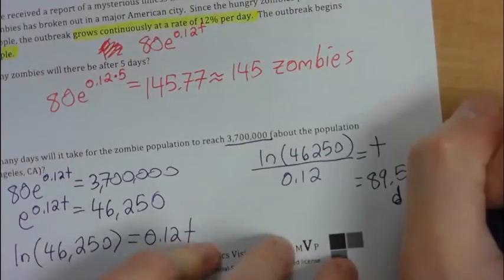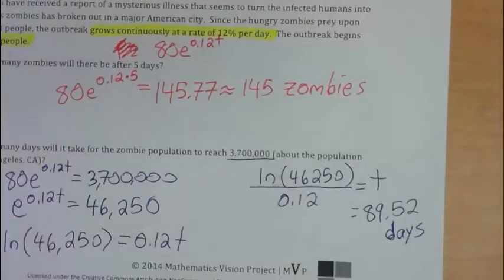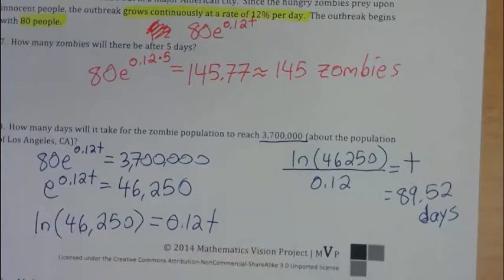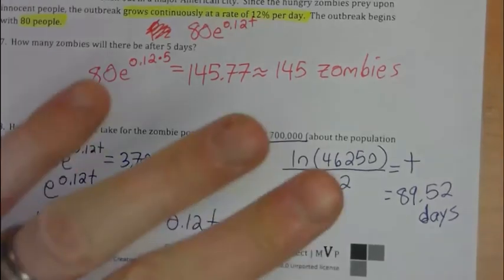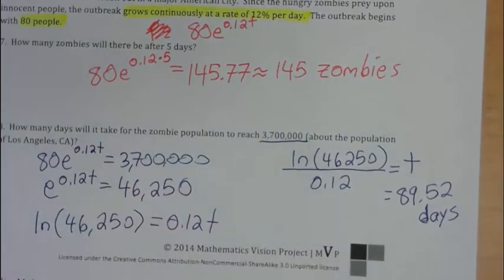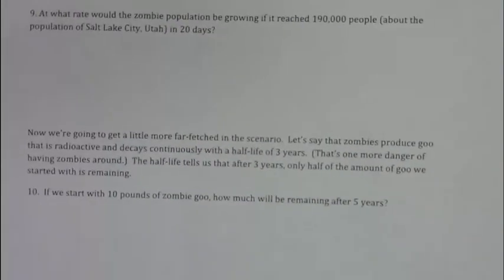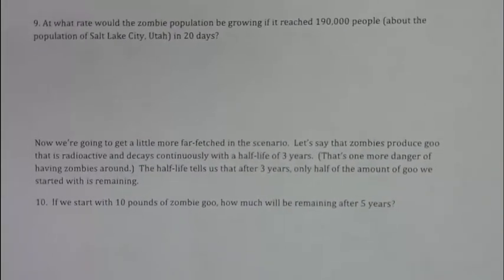So about 89 and a half days to get to 3.7 million, which sounds about right based on the zombie shows that I personally have seen, which is very fast. So that's another natural log solving problem where we were able to get an equation for it. Moving to our last page of our classwork and video.